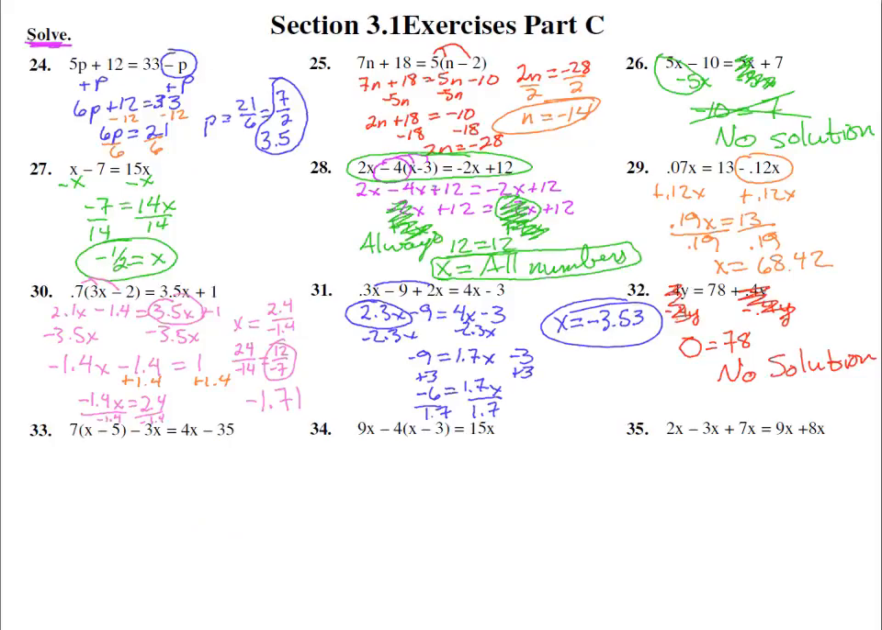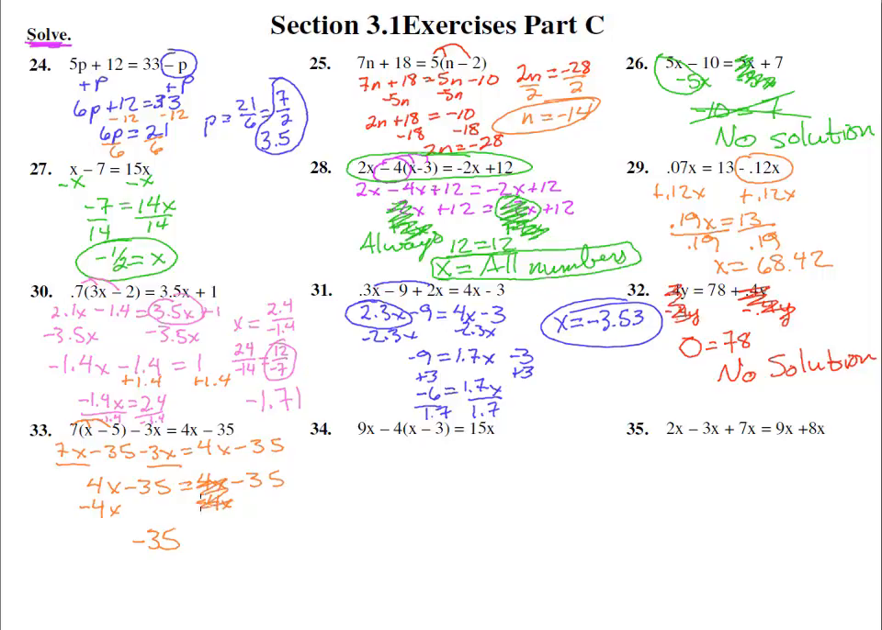Number 33. We have these parentheses to deal with, so let's simplify by multiplying those through, and we get 7x minus 35 minus 3x equals 4x minus 35. Okay, these x's are on the same side, so they can just combine like normal. 7x minus 3x, that's 4x minus 35 equals, on the right-hand side, we have 4x minus 35. So we've got to get the x's together. And so we subtract one of the 4x's. And we get negative 35.